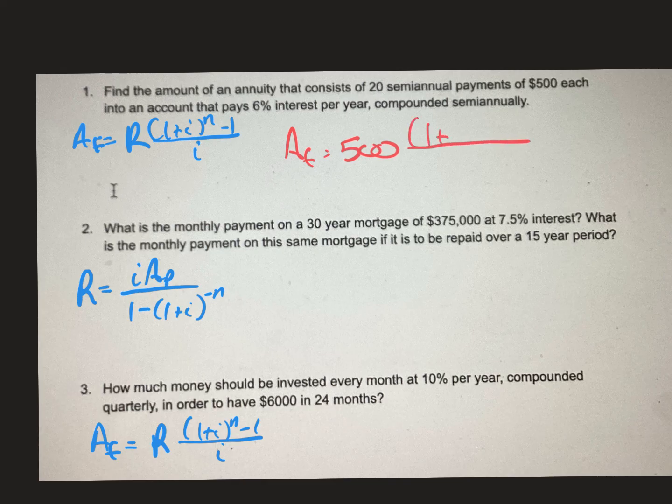1 plus I. Now the I is tricky here. The I, remember, is per period. So it says 6% per year, compounded semi-annually. So I'm going to do 0.06 divided by 2, which gives me 0.03. N is how many times the payments are made. They're made 20 times, minus 1 over the 0.03 in the bottom. We're just going to punch that straight into the calculator.